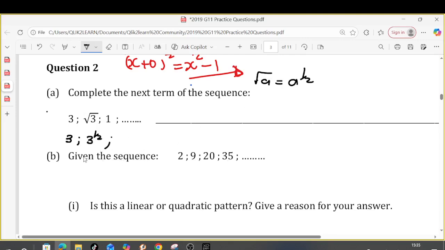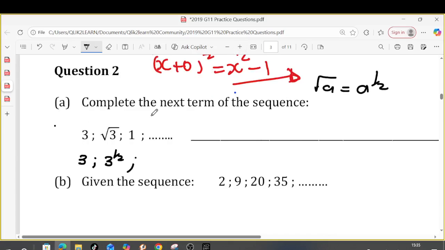So now, if I have 3 and the next term is 3 to the power 1 over 2, how can I make the 1 to be 3 also? That one I can write as 3 to the power 0. Now I see the pattern. We have 3 to the power 1, then 1 over 2, then 0. So the exponents are decreasing by half.